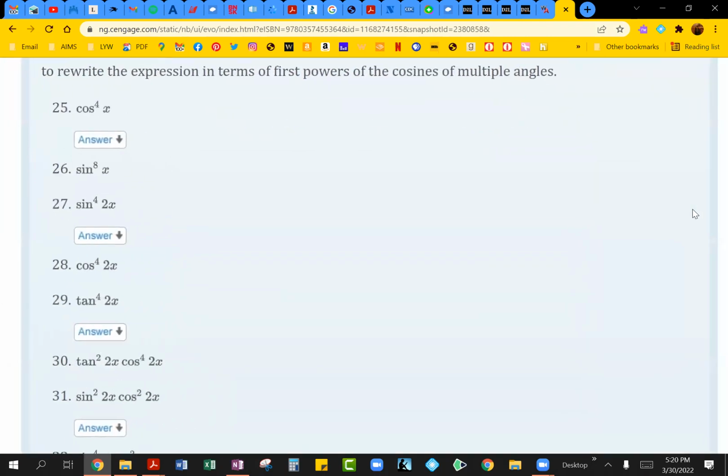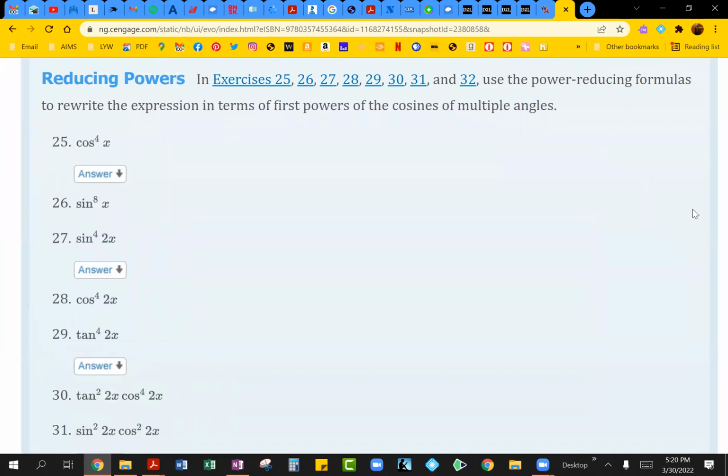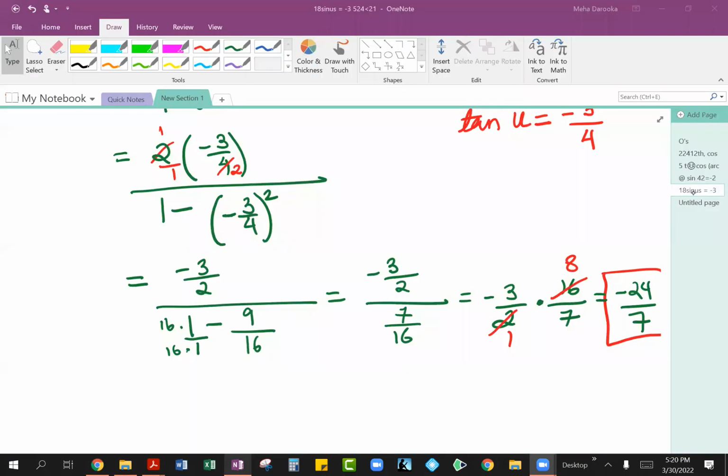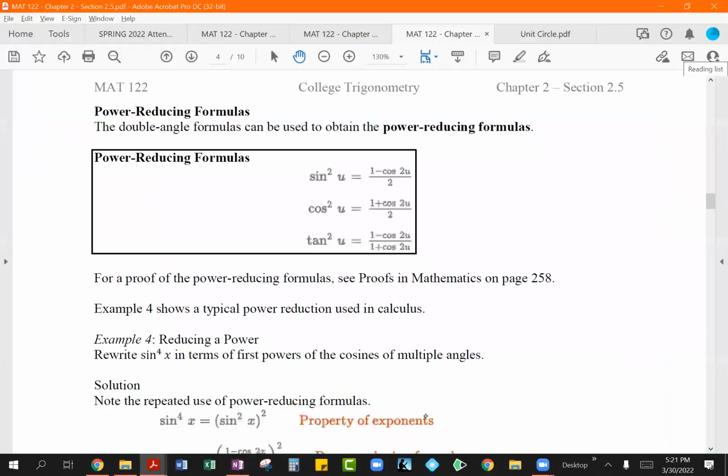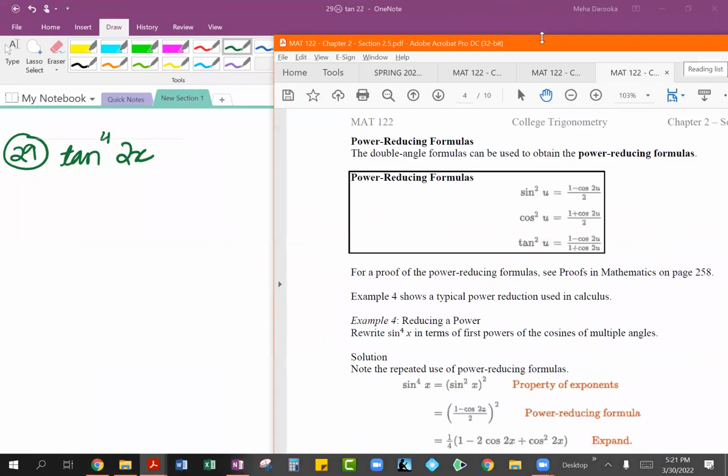Okay, so for this one, I thought we would work on the tangent function here using the power reducing formula. So we'll do number 29. So we are given tangent to the 4th power of 2x. So let's see how we can break this down. So tangent to the 4th power of 2x and our power reducing formula. So we'll actually have to use, again, a little bit of algebra to simplify this.